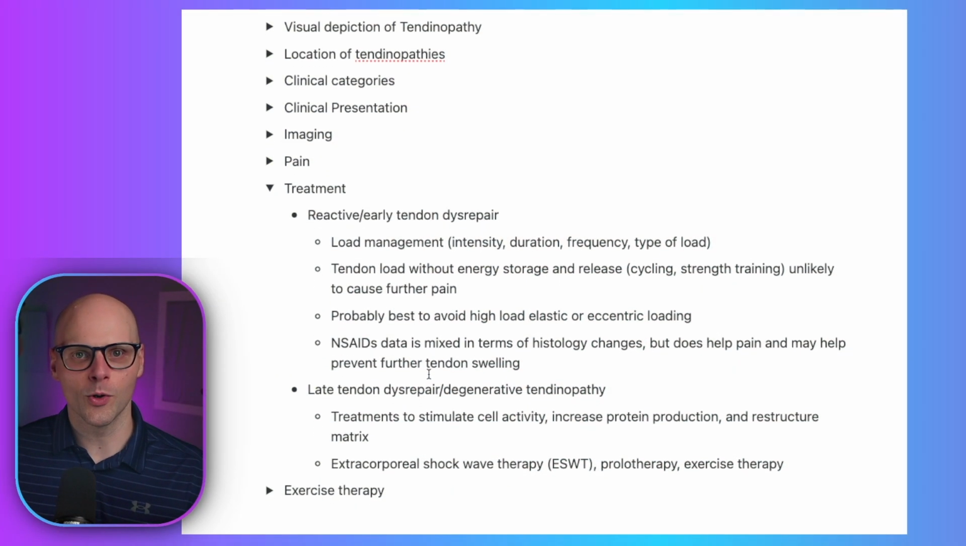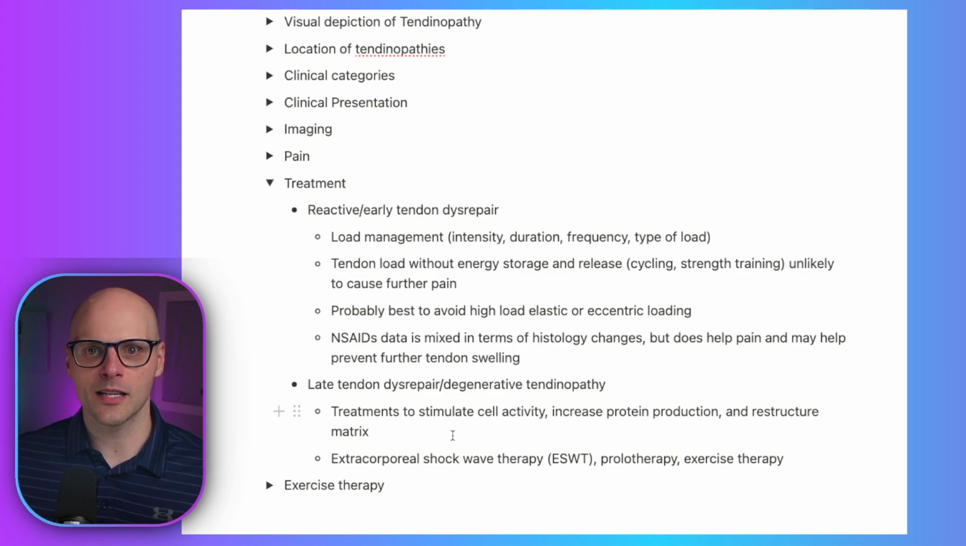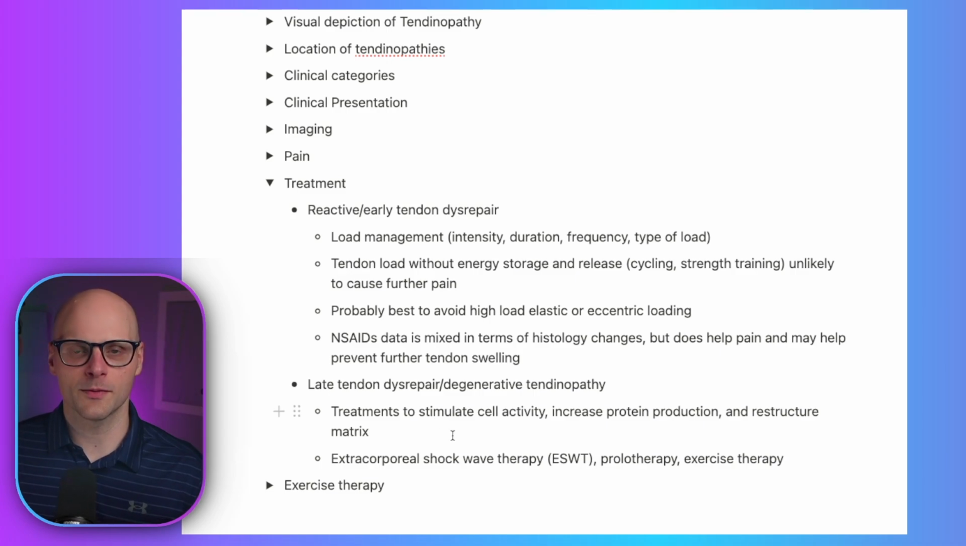And then when we get into late tendon disrepair or degenerative tendinopathy, when it's a little further along, we're having treatments to stimulate cell activity, meaning we're aiming to restructure the matrix and get stronger. That's going to be progressive loading. There are other things like extracorporeal shockwave therapy, prolotherapy, and PRP injections are mentioned once again.